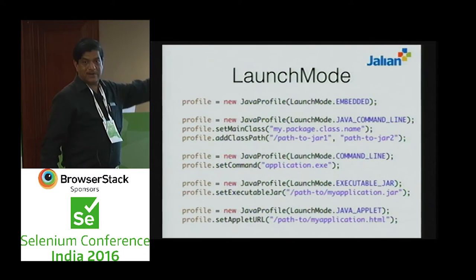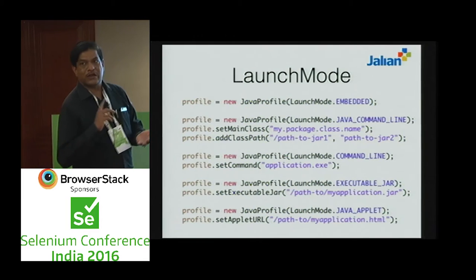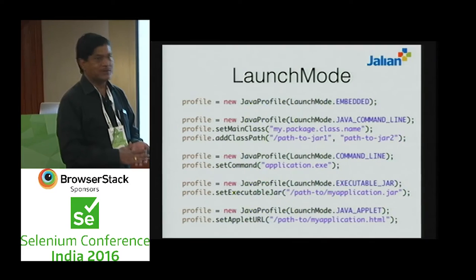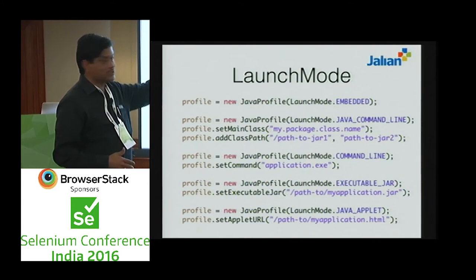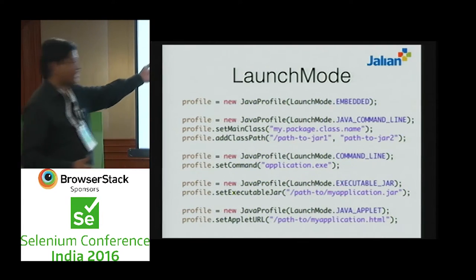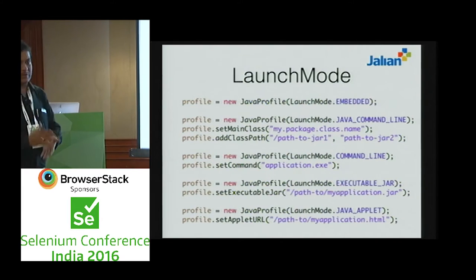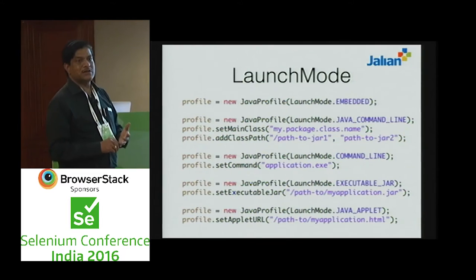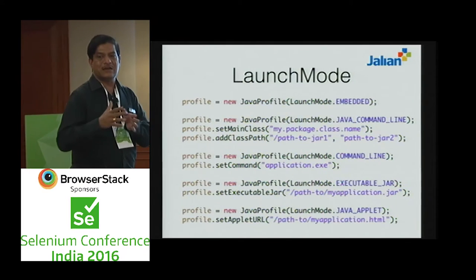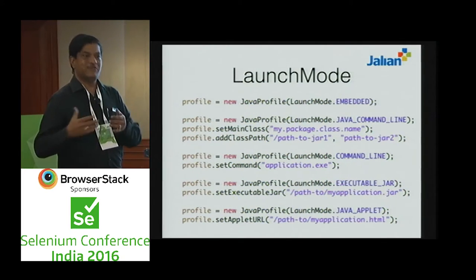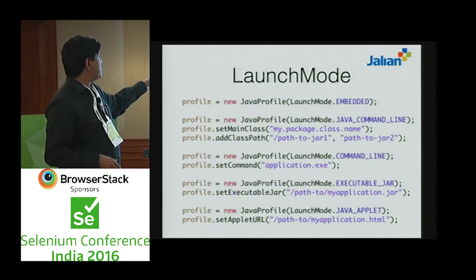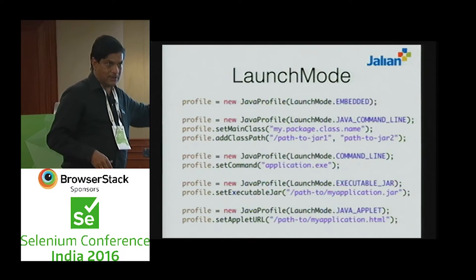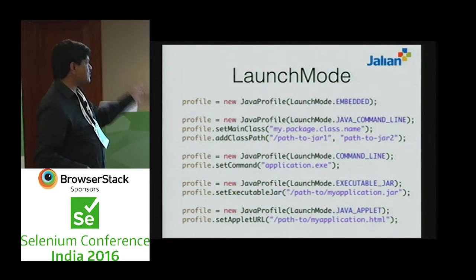Similarly, we can launch it as a command line. Your application may be shipped as a batch file or an executable. In that case, we use launch mode command line, give it the set command, and give the path to the executable. The next one is the executable jar. This is the case where we use java -jar and give an executable jar which launches the application. In those cases, we set it as an executable jar and give the path to the application. And then the next mode is applet.